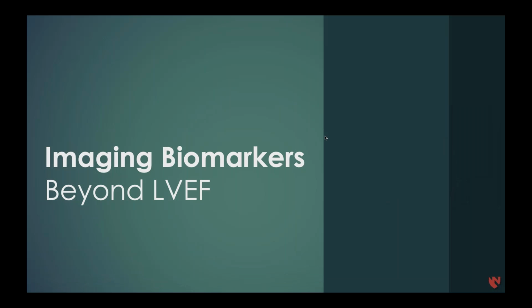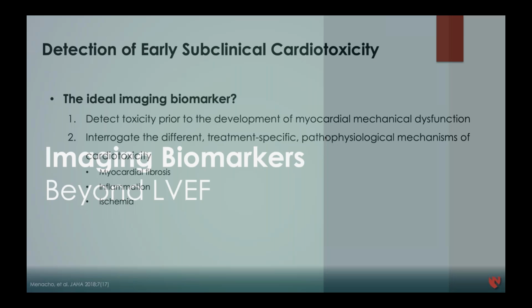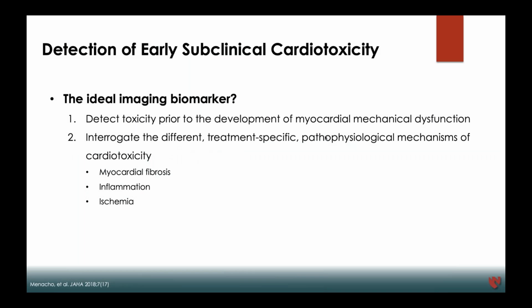A way that's being evaluated to do this is using an imaging biomarker. You know about lab biomarkers like troponin and BNP, but let's think of imaging biomarkers where we can detect subclinical cardiotoxicity. Cardiac MRI has the potential to be a great imaging biomarker. Two things that our ideal imaging biomarkers should be: one, it should detect toxicity prior to the development of myocardial mechanical dysfunction.